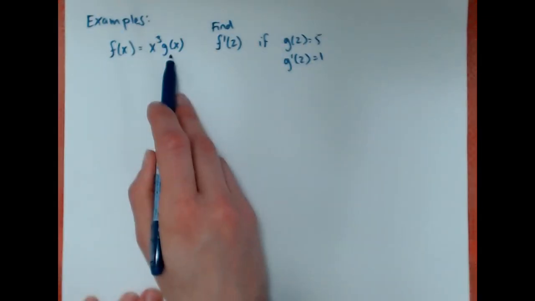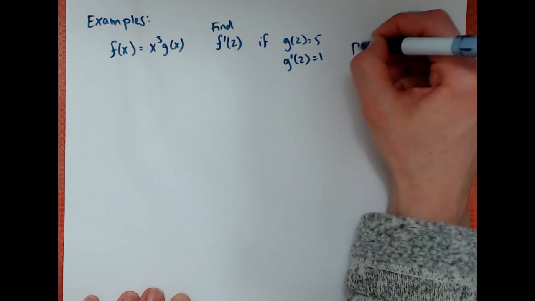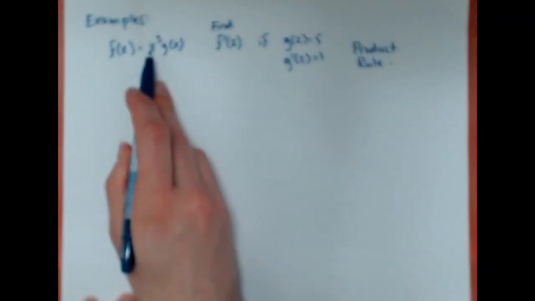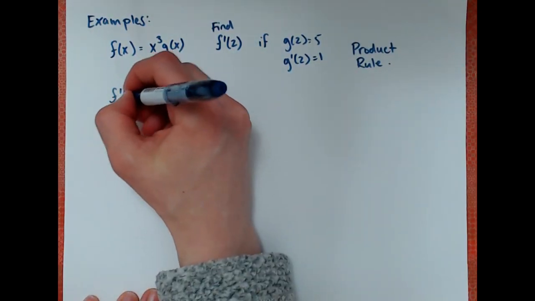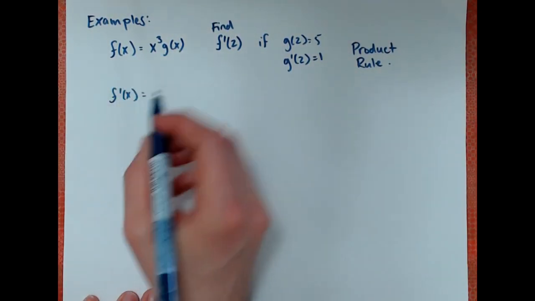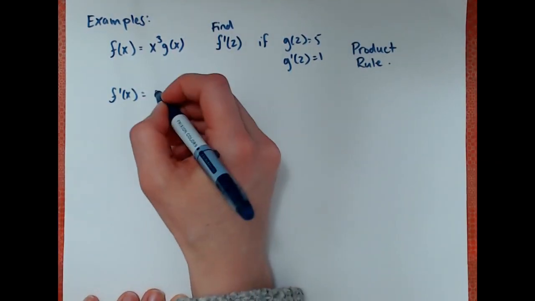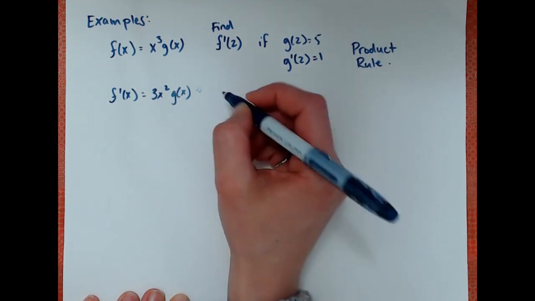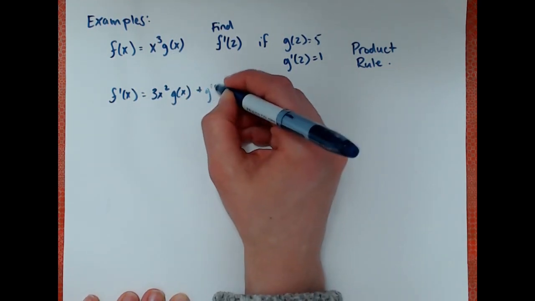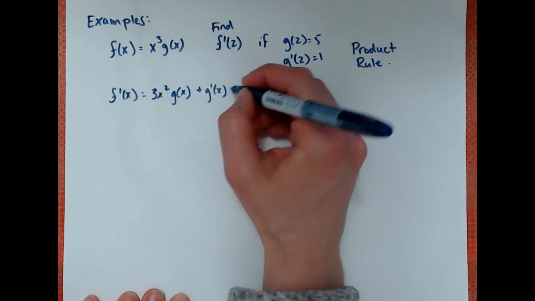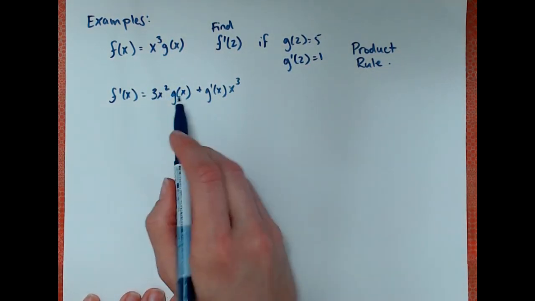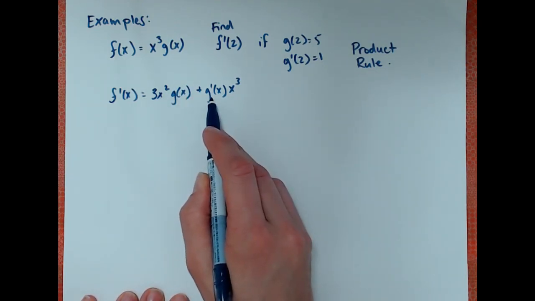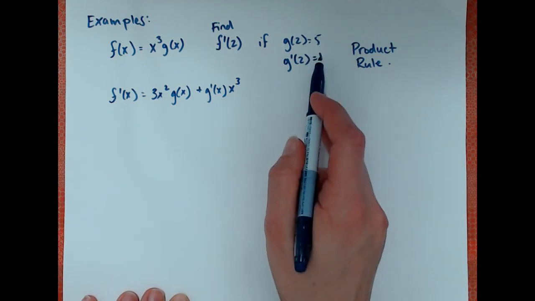So here we have the product rule. We're going to take the derivative of the first part, so f prime of x will be the derivative of the first term, so 3x squared, times the second term, plus the derivative of the second term, g prime of x, times x cubed. In this case, we don't know what this function g of x is, or what its derivative is. But because we were given initial conditions, that's okay.